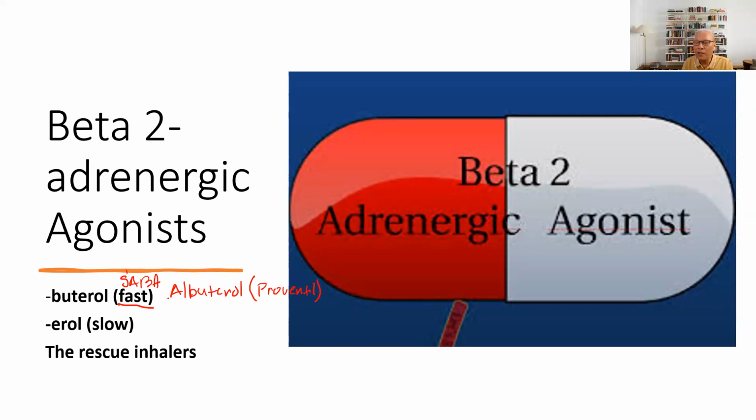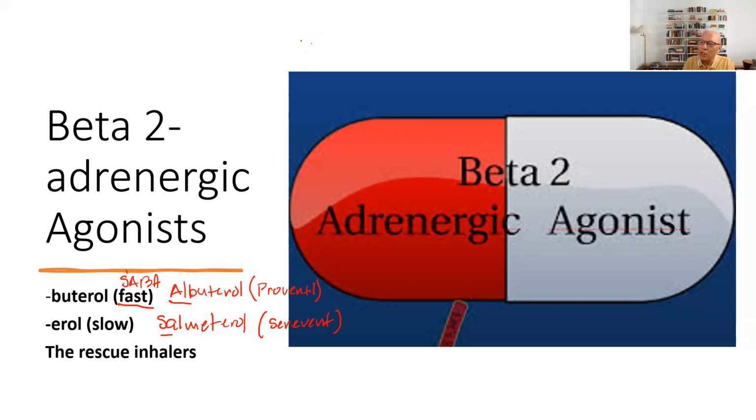And the other one is salmeterol. Salmeterol is going to be long-acting. And you probably have heard of salmeterol as Serevent. That's the brand name for it. Okay, so one is short-acting, the albuterol, and the salmeterol is going to be long-acting.